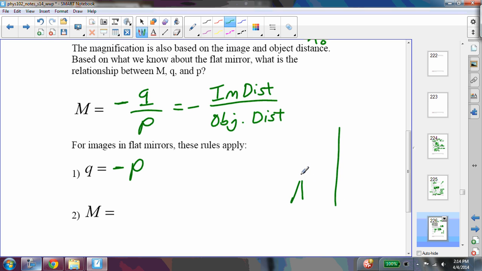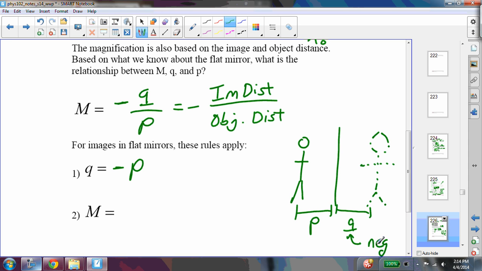So here I am standing in front of the mirror, as I tend to do. I have a certain distance. I'm going to call this p, and then my image is right here, and this distance is q. Now, it's a virtual image, so q is going to have a negative value. My p is positive, but in order for q to have a negative value, this has to be true, that q is equal to the negative of my positive value for p.